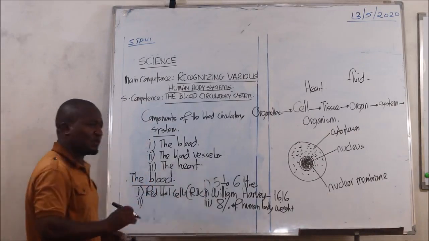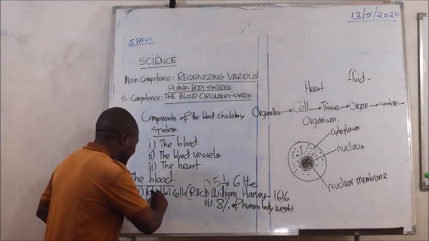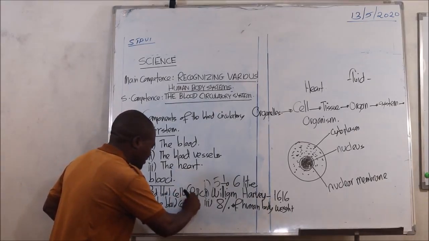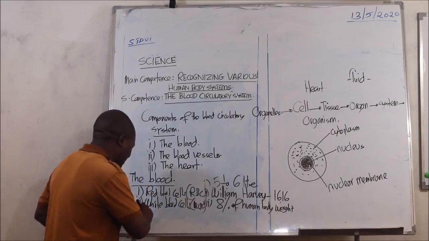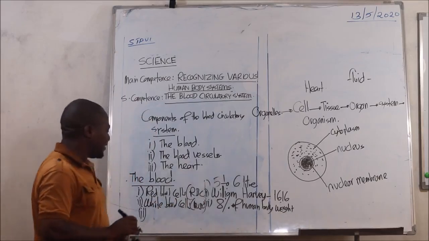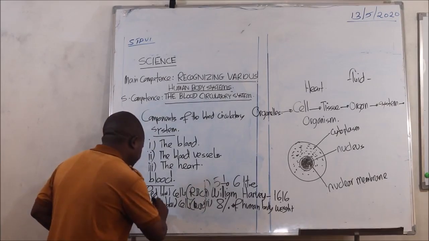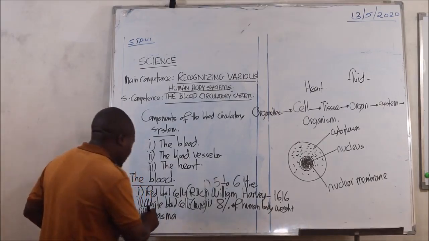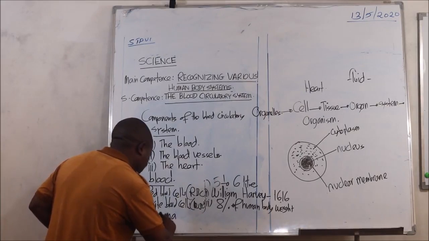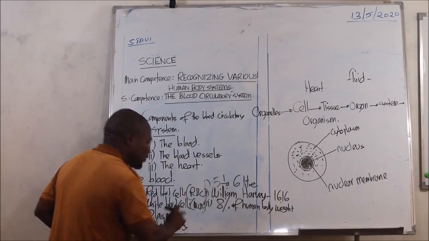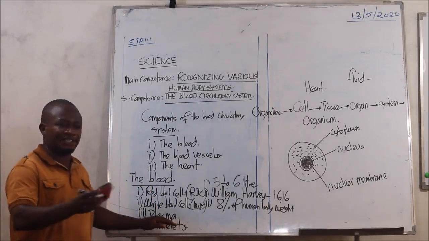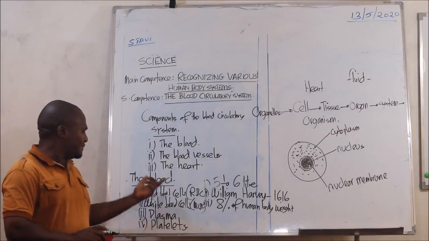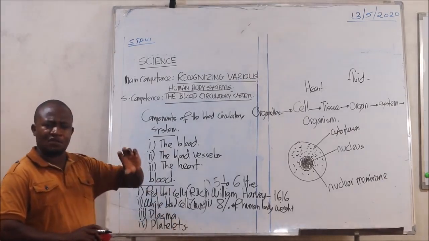Component number 2 are the white blood cells, which is WBC. And component number 3 is the blood plasma. And number 4 is the platelets. Some people call it platelets. They look like small pieces of a plate when it's broken. So these are the main components of blood. Solid component and liquid component.